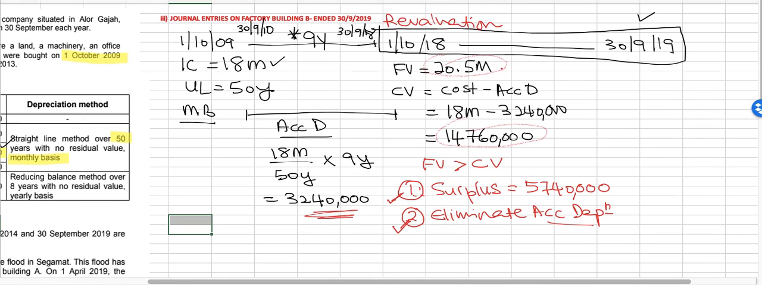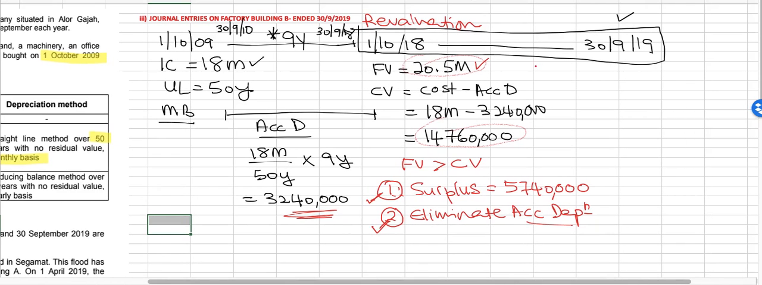Because whenever you revalue your asset, the next time when you calculate the depreciation, so the depreciation for this period, I put it as the current year depreciation, this new depreciation will be based on the new value, based on the revalued amount. Therefore, we are no longer required to carry this accumulated depreciation. That's why we have to eliminate.